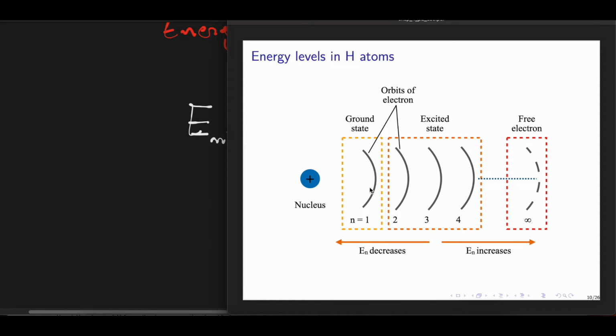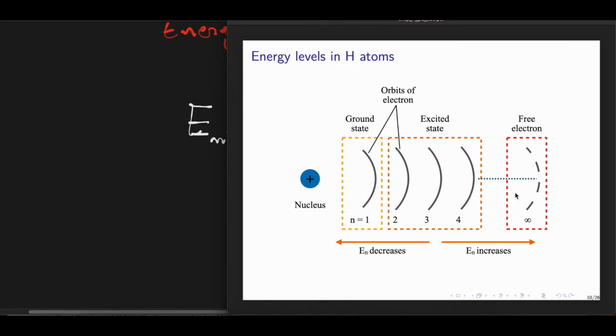Now let's talk about these orbits. The first orbit, related to n equals 1, is the closest one to the nucleus. When the electron is in this orbit, we say that the electron is in the ground state, because it is the level where the electron is the most stable. After that, if the electron is in the orbit of n equals 2 or n equals 3 and so forth, we say that the electron is in an excited state. When the electron is beyond infinity, we say that the electron is free, or the electron is removed from the atom.